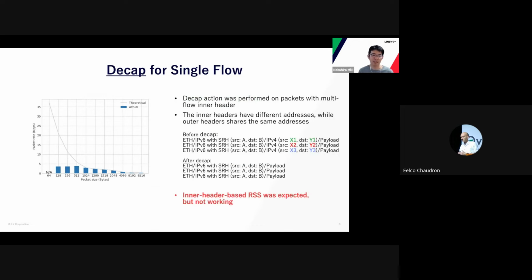Next is the decap case. Now, this is interesting. In this case, decap action was performed on packets with multi-flow inner header. Please note that as shown in this example, the inner headers have different addresses, while outer headers share the same addresses. In this scenario, inner header-based RSS was expected, but it seemed not to work.